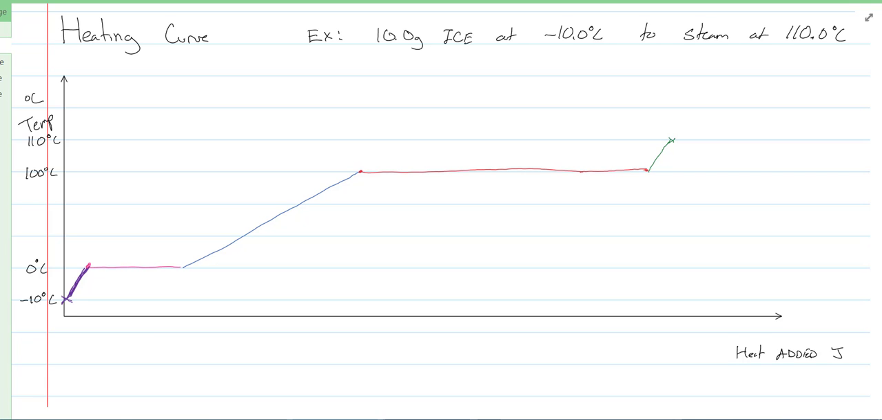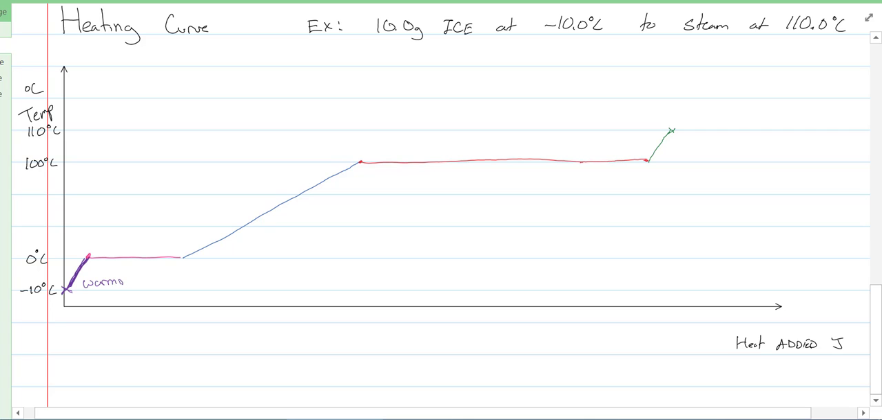So we have warming ice here in purple, and that's number 1. Number 2 is melting. Step 3 here is warming water. Number 4 is boiling or vaporization. And step 5 is heating the gas, heating steam. That's our steps. So this is a cumulative process, as you can see.